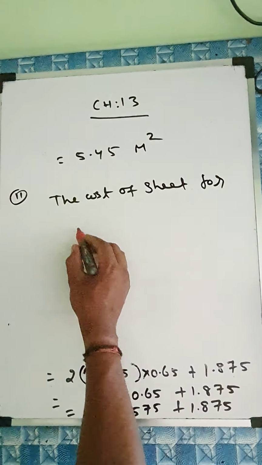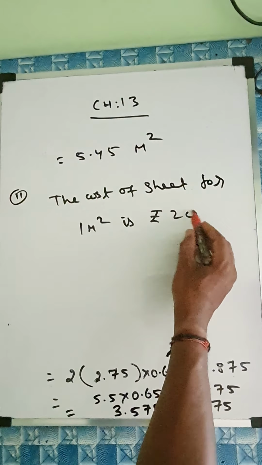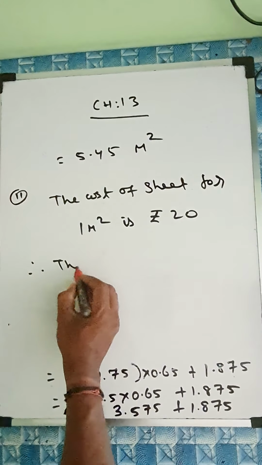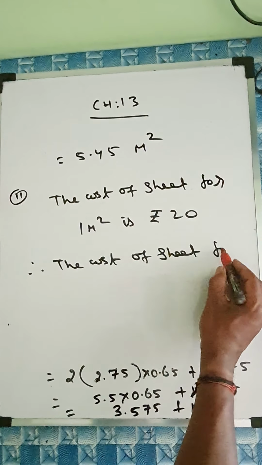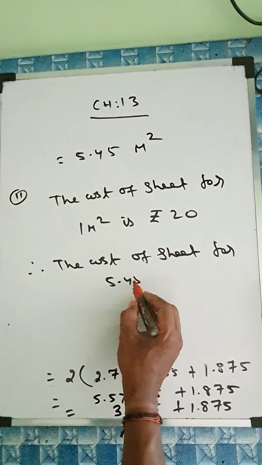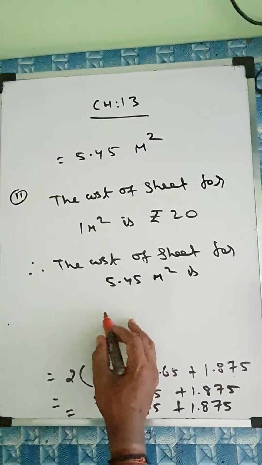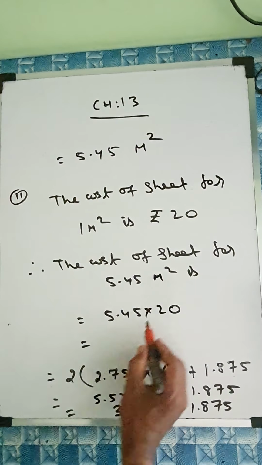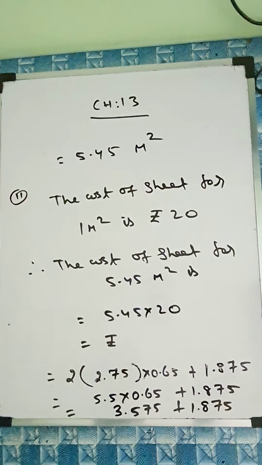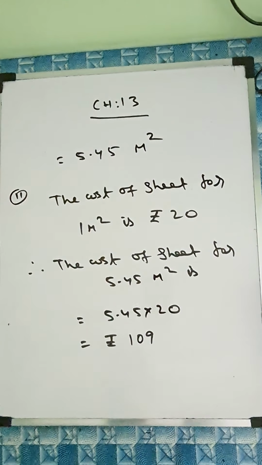The cost of the sheet for 1 meter square is rupees 20. So therefore the cost of the sheet for 5.45 meter square, we can just multiply 5.45 into 20. Okay, 20 rupees, so multiplying will be 109 rupees. Okay, now we'll go to the next question.